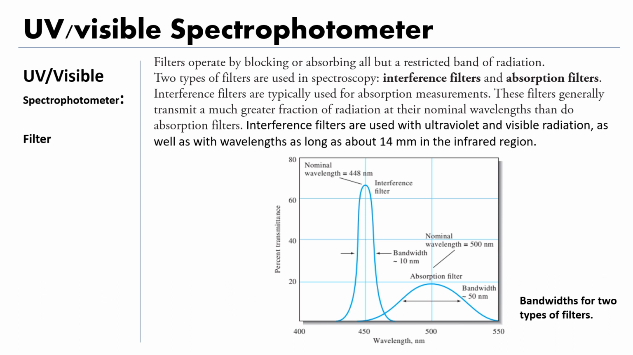This is the graph of percent transmittance versus wavelength in nanometers, and there is a bandwidth for the two types of filters. This is the absorption filter and this is the interference filter. For the interference filter the bandwidth is 10 nanometer, and for the absorption filter the bandwidth is approximately 50 nanometer.